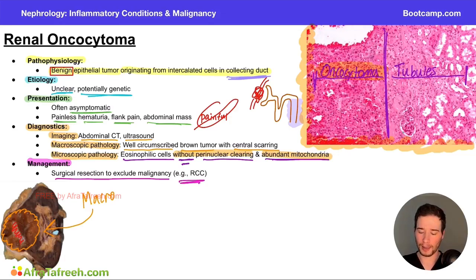Now, when we consider our diagnostics, we're looking at our classic imaging, a CT. Our pathology can be looked at in a microscopic view, where we would see a variety of eosinophilic cells and dense mitochondria. Remember, that's what oncocytomas are. They're epithelial cells with excessive mitochondria. And our macroscopic view is going to show this classic brown tumor with this area of central scarring in the middle.